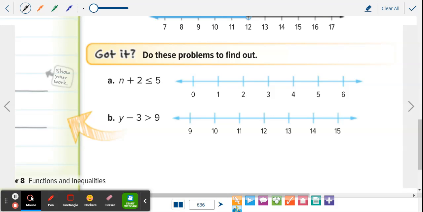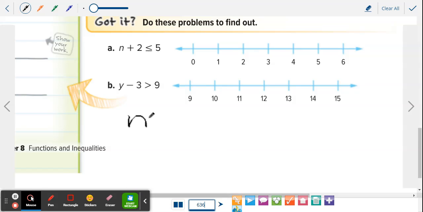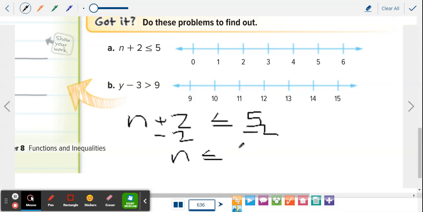So letter A, we have n plus 2 is less than or equal to 5. So n plus 2 less than or equal to 5. What do we have to do here to get n by itself? Hunter? Subtract 2 from each side. So we get n is less than or equal to 3.